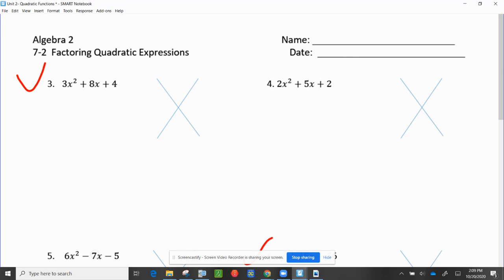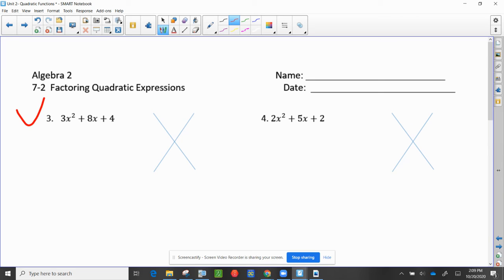So let's look at number 3. I'm going to set it up. So I'm going to take 3 times 4. That goes on the top. So 3 times 4 is 12. The middle term goes in the bottom, so that's 8 in the bottom. So I need 2 numbers that multiply to 12 but add to 8. So take a second. What 2 numbers multiply to positive 12 and add to positive 8?